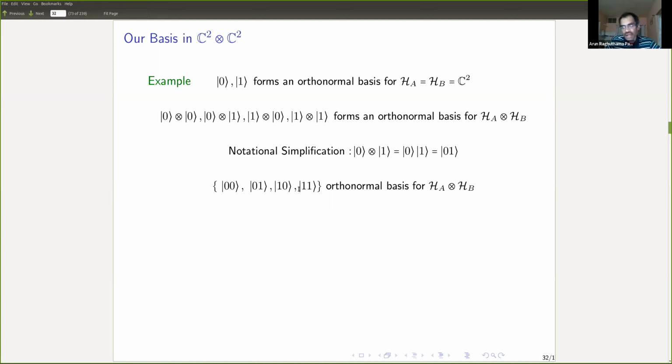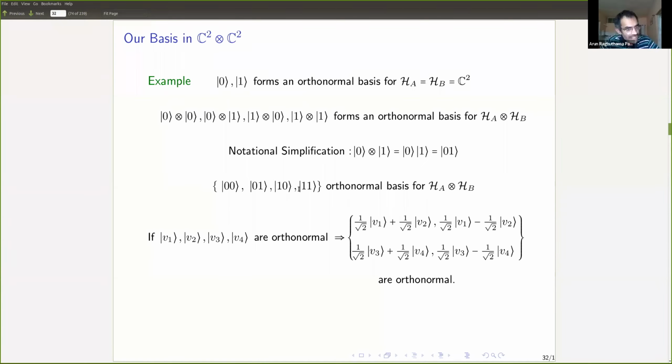So if V1, V2, V3, V4 form an orthonormal basis, then 1 by root 2 V1 plus 1 by root 2 V2, 1 by root 2 V1 minus 1 by root 2 V2, V3, V4 forms an orthonormal basis. So with this very simple fact and the fact that ket 0 0, ket 0 1, ket 1 0, ket 1 1 form an orthonormal basis, the vectors at the bottom, which are the 1 by root 2, 1 by root 2 linear combinations of ket 0 0, ket 1 1, ket 0 1, ket 1 0, form an orthonormal basis. So I'm just setting up some tools for some interesting information processing I will do.